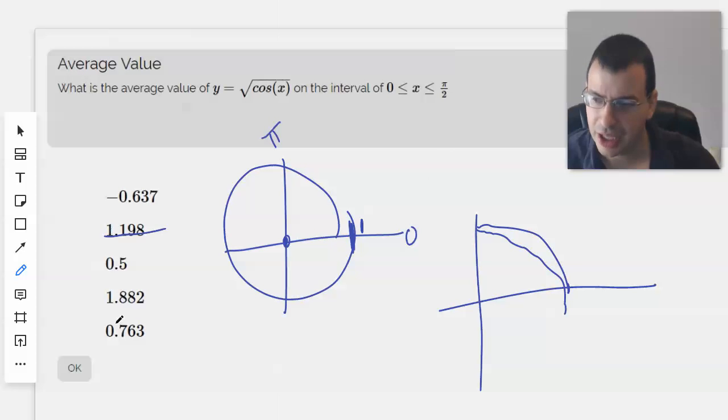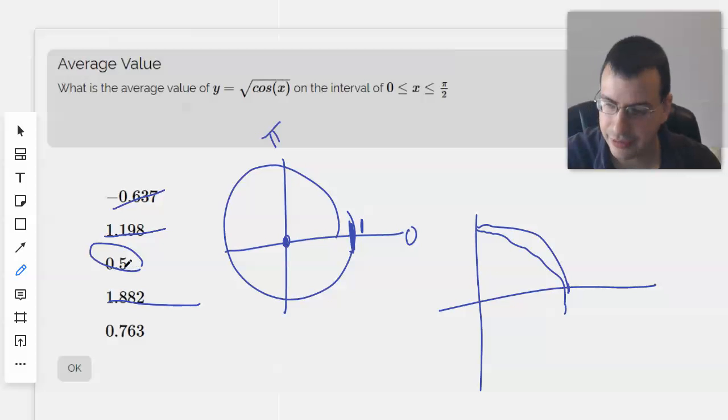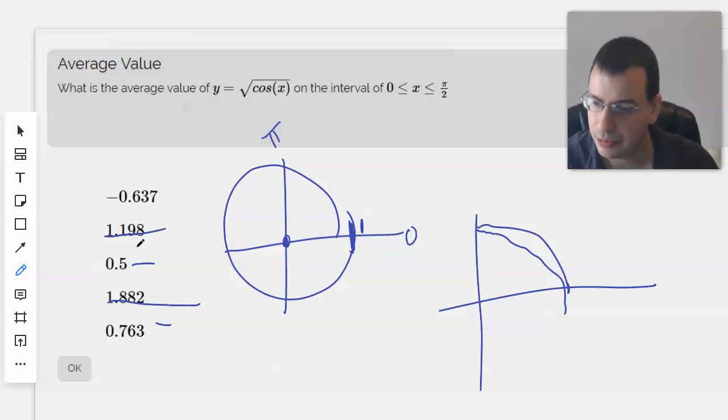So we know the value is going to be less than 1 because the highest value is 1. The final value is 0. Probably not going to be negative. So we're left with 1/2 and 0.763.